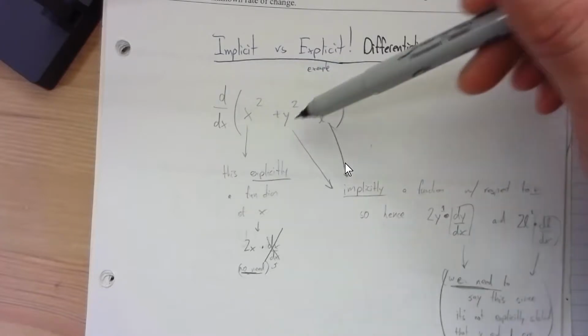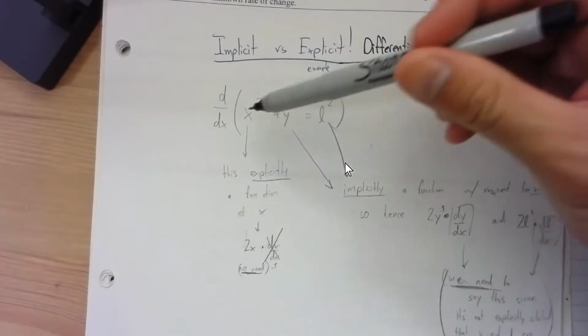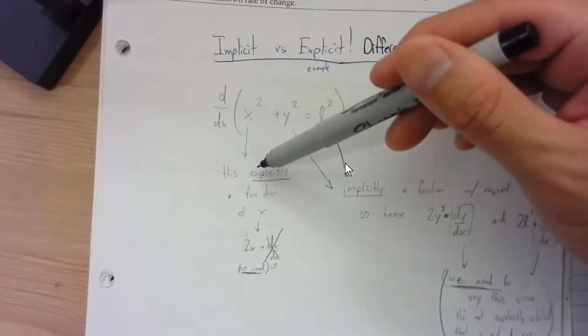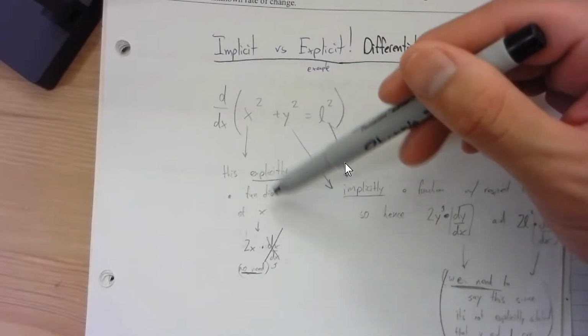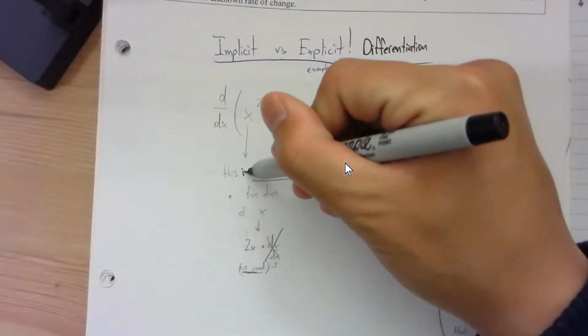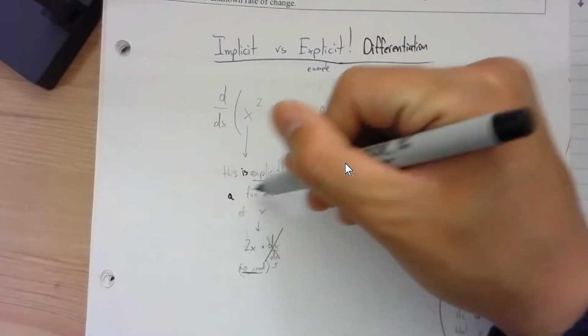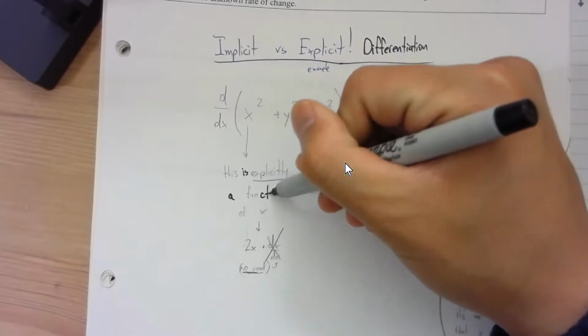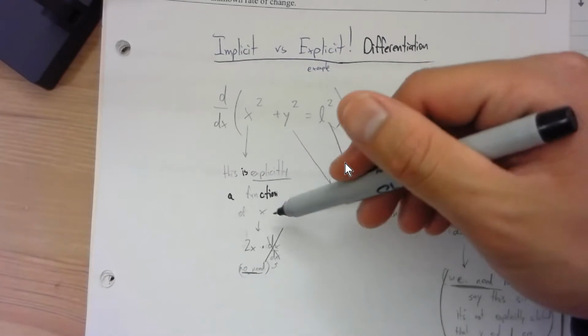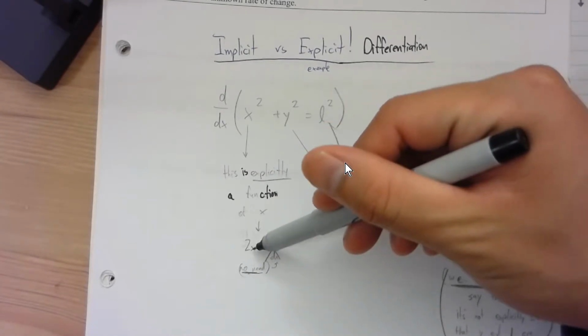I would execute the differentiation of each of these variables. So this one would be x squared. This is explicitly a function of x. Sorry, I'm going to rewrite that. A function of x. And what the function would be is 2x, and then you can even multiply it times dx.